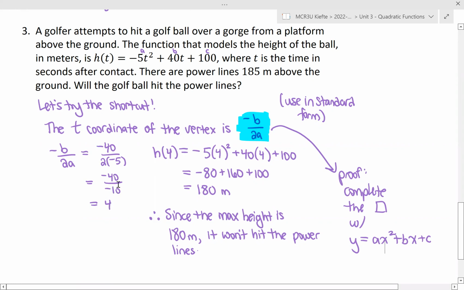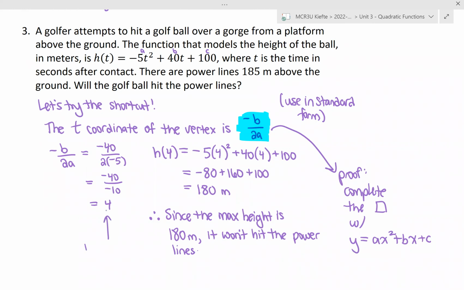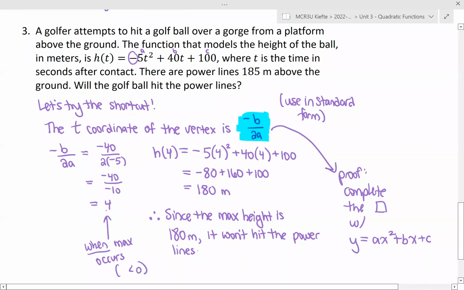So to find the maximum value, again, this is when the maximum occurs. And I knew that it was a maximum because this a value is negative. But we want to know what the maximum value is. So we're subbing it into this formula. And once we do that, we get 180 meters.